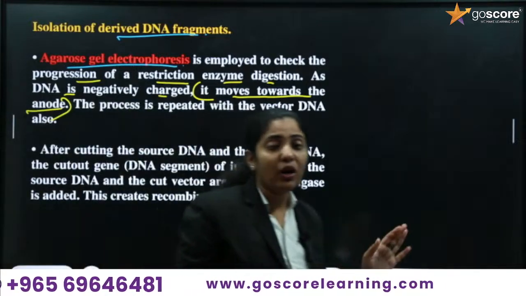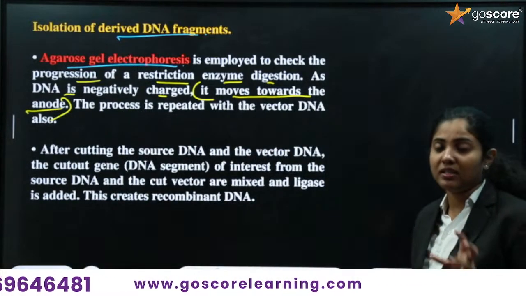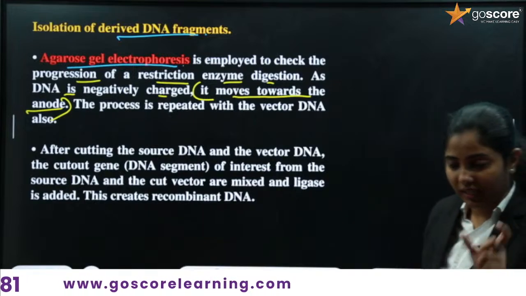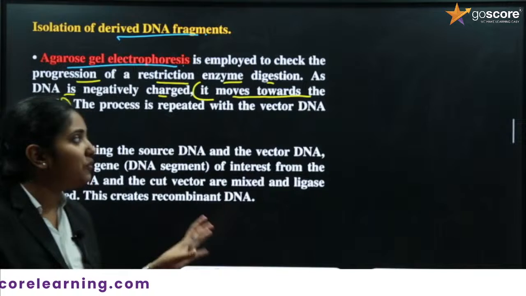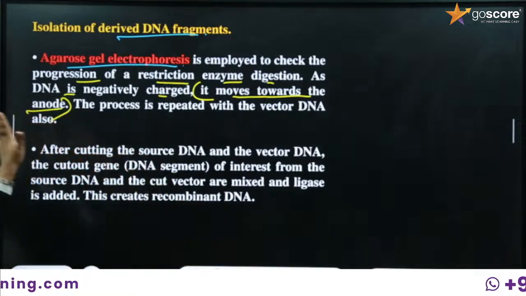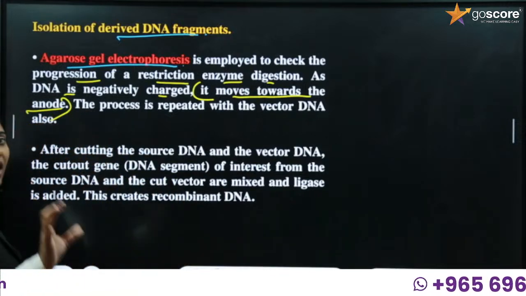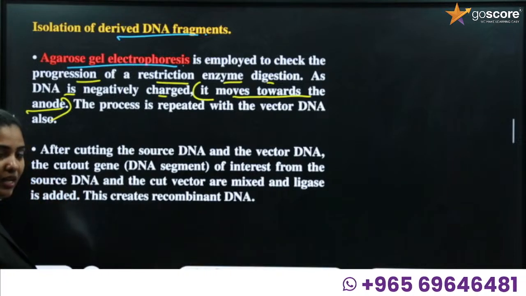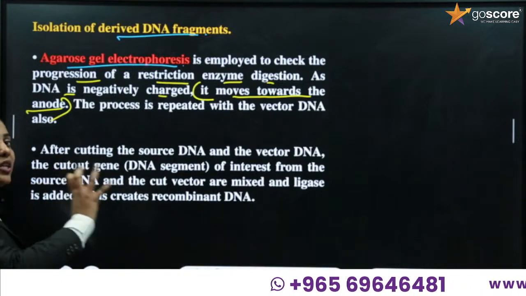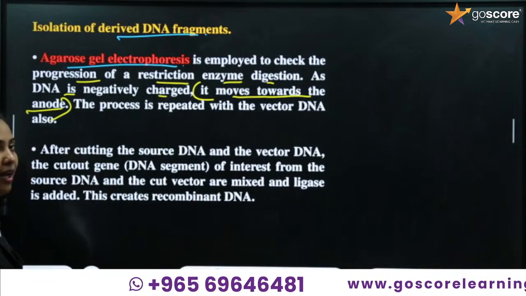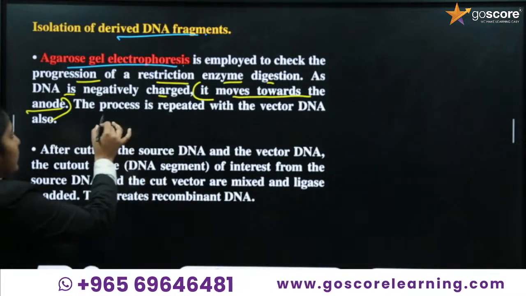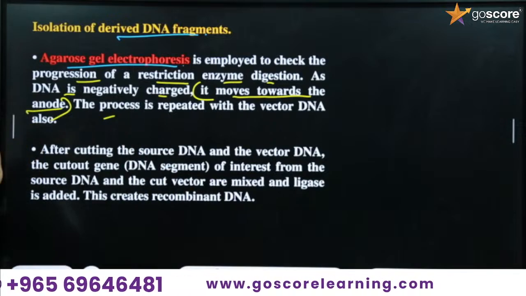Think about the structure of the apparatus and the charges of DNA, how it is connected, how the gel is prepared. After that, you have to remember that DNA is negatively charged, and this DNA will always be moving to which side? It moves to the positive terminal, that is the anode. And this process will be repeated with the vector DNA also.